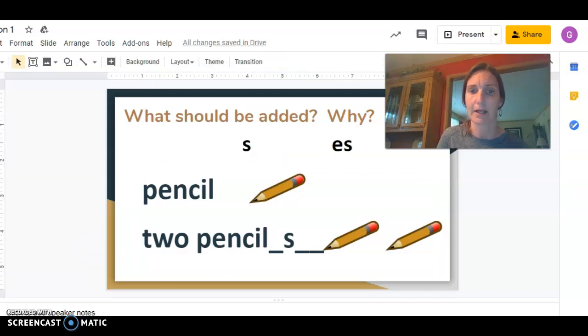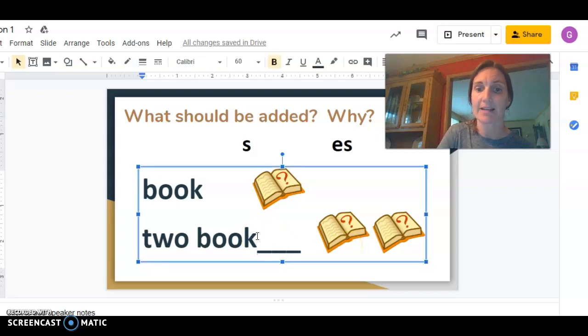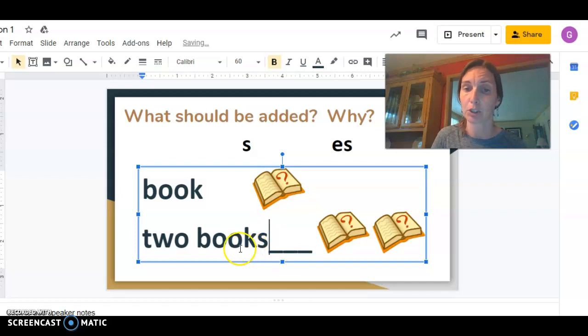Let's take a look at another one. Here I have a book. Now I want it to say two books. Which suffix do I add? Just add suffix s to make it plural and say two books.